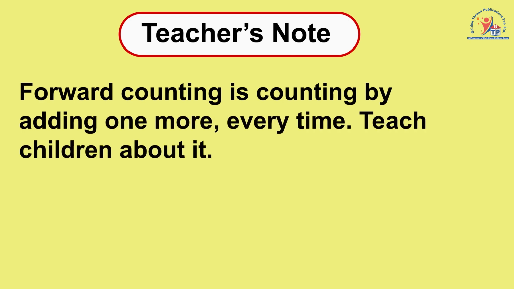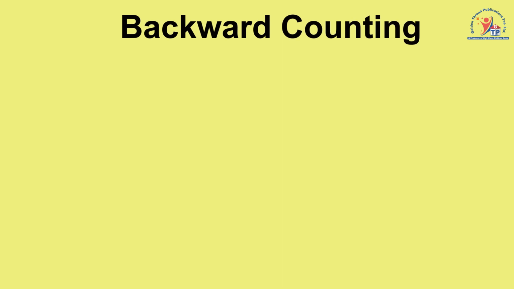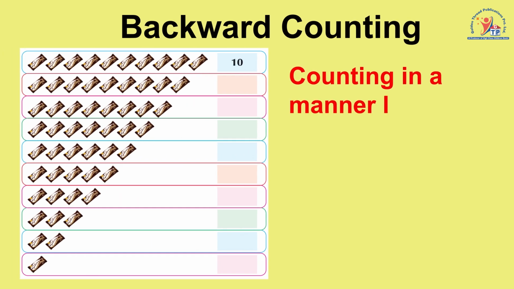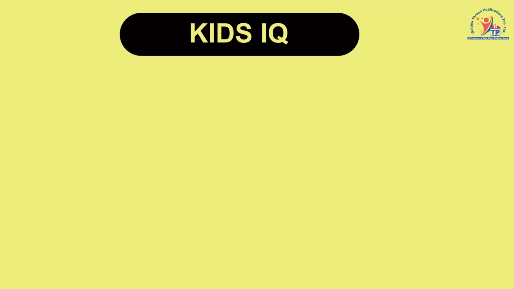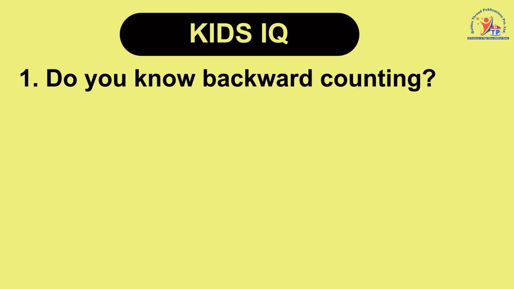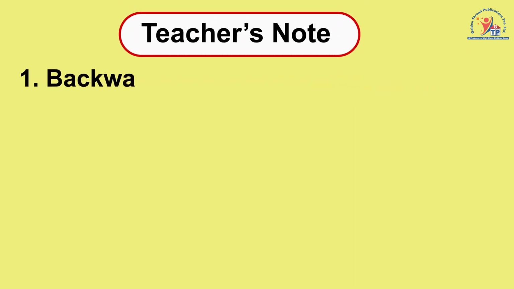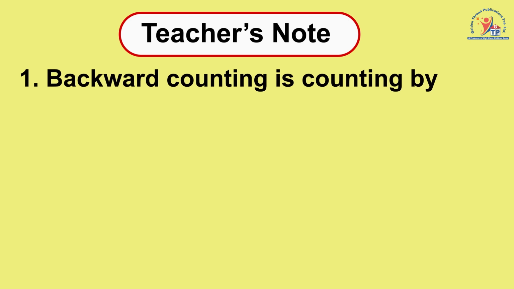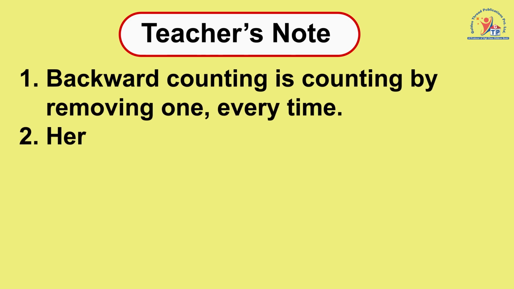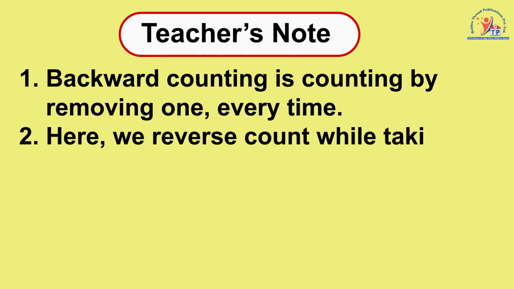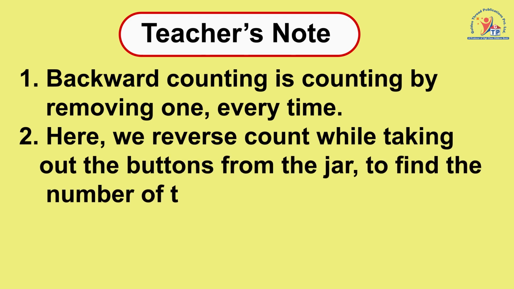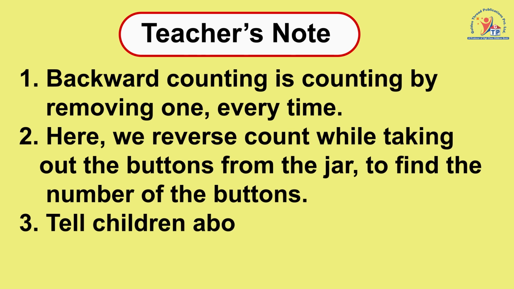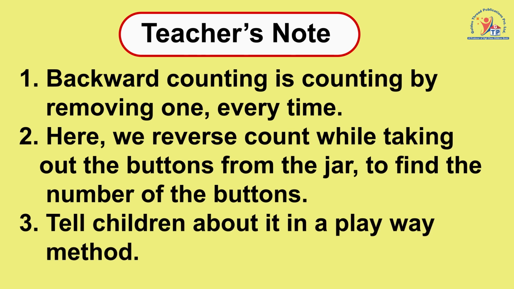Teach children about it. Backward counting. Counting in a manner like 9, 8, 7 is called backward counting. Kids IQ 1. Do you know backward counting? Teacher's note: backward counting is counting by removing 1 every time. 2. Here, we reverse count while taking out the buttons from the jar to find the numbers of the buttons. 3. Tell children about it in a playway method.